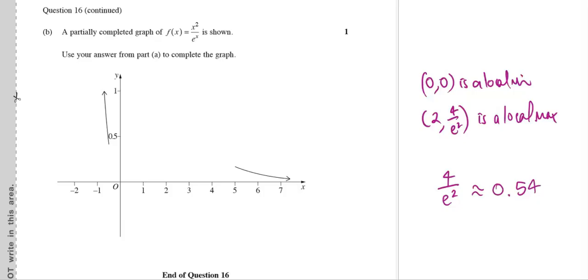So we can now create that. I'm going to have a local min at the origin like that. And I'm going to connect that. And 2, just above this 0.54, is going to be a local max. And then I'm just going to make that curve as smooth as I can. And that's done.